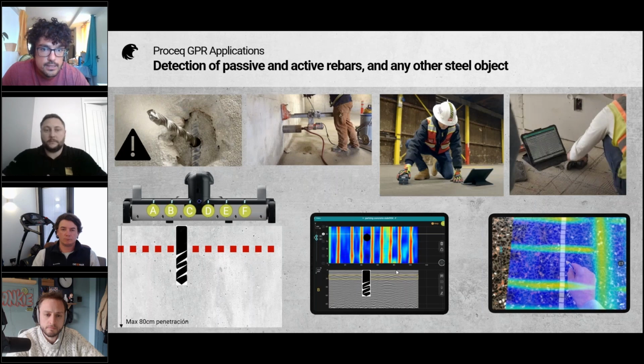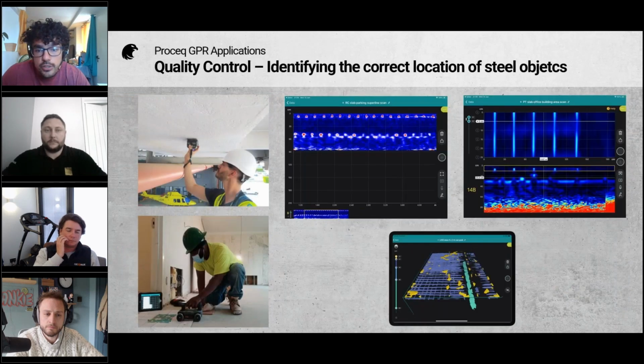And those are some examples of our users. Imagine you had to do some coring or some drilling. This is very powerful to detect where these rebars are located, and then you avoid the risk of hitting them, which can cause potential damage to the infrastructure. It's also very useful when you want to detect where any kind of steel reinforcement is inside.